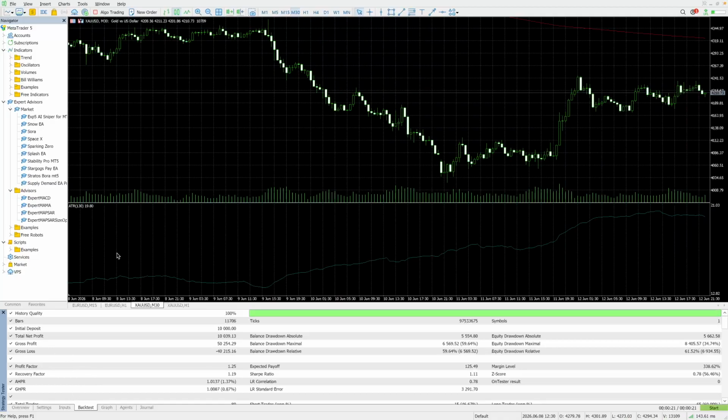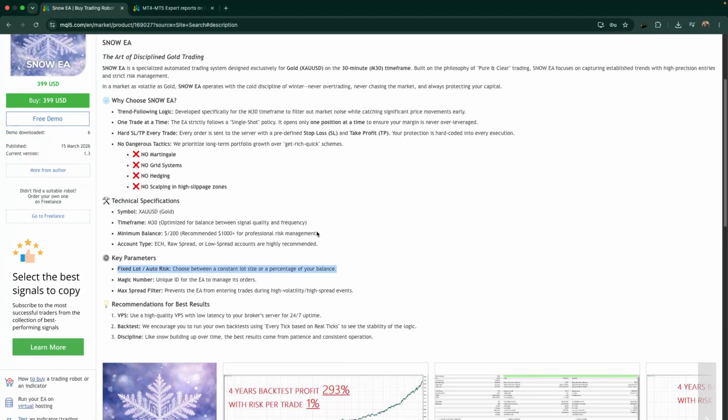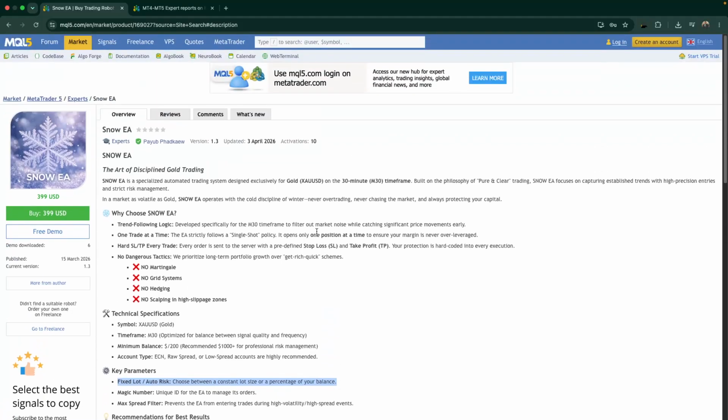Now, my verdict for this EA is that it does what it says, honestly, and the clear trend following without the toxic stuff is very impressive. The EMA logic and one position rule keep things disciplined, but gold swings mean you have to stomach those 50 to 60% drawdowns during ranging or choppy phases. The auto lot and break even help protect capital.